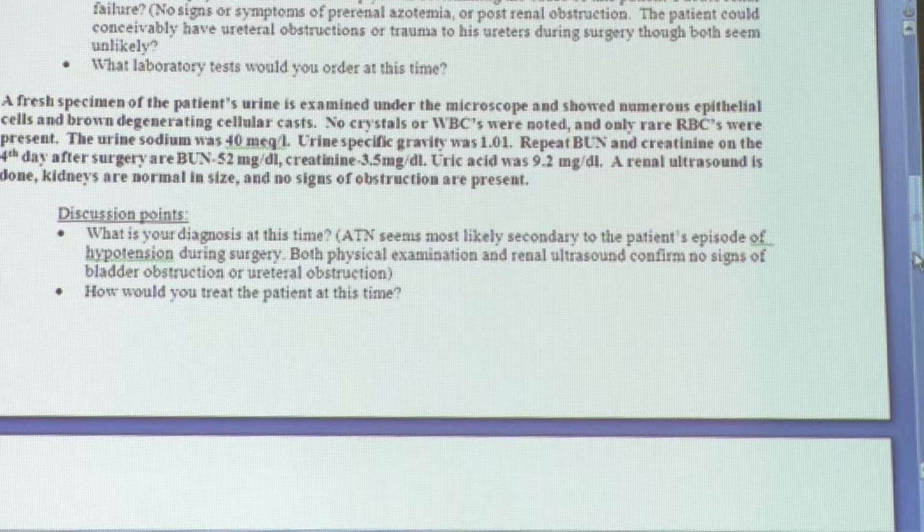And one of the very important aspects of treating patients with ATN is do not overload them, especially if they're oliguric. Some patients, ATN can be oliguric or non-oliguric. If you have a non-oliguric patient, you kind of relax. I don't really care about the number if you're peeing. But if you're not peeing, that's a problem.